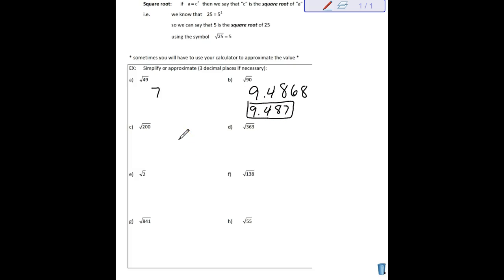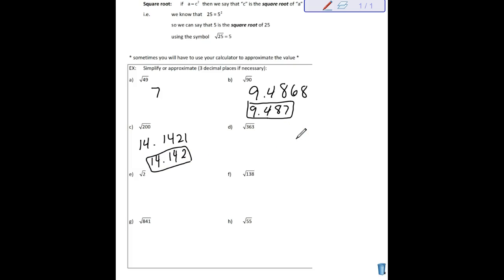What about the square root of 200? Again, that's not a perfect square number. That's 14.1421. If we're going to 3 decimal places, that's 14.142. This 1 will leave it not rounding up.